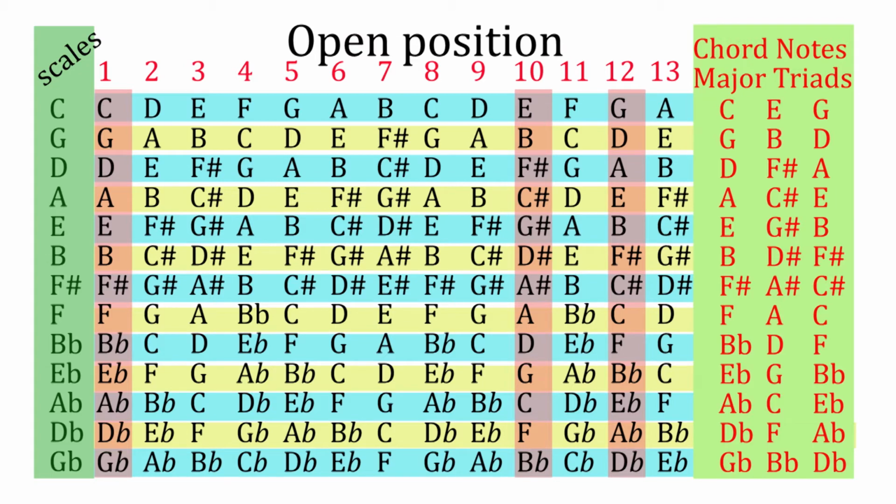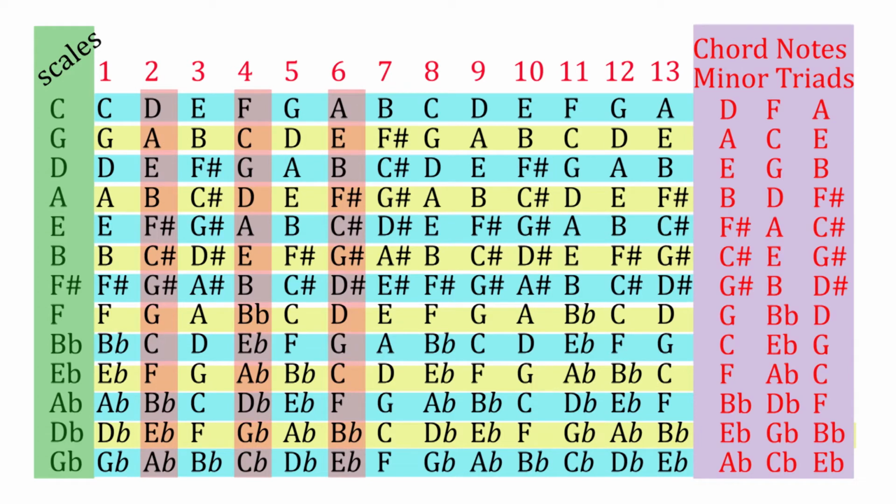Now let's see what happens if you build up a triad in the same way, but starting on the 2nd degree of the scale. So we use the 2nd, the 4th and the 6th note of the scale. Well, this is also a triad, but in this case it is a minor triad. So you have created all of the minor triads.